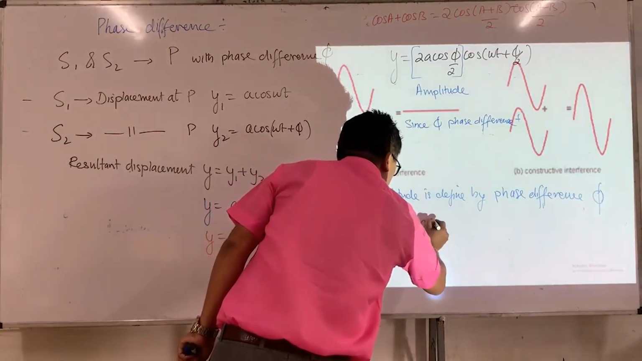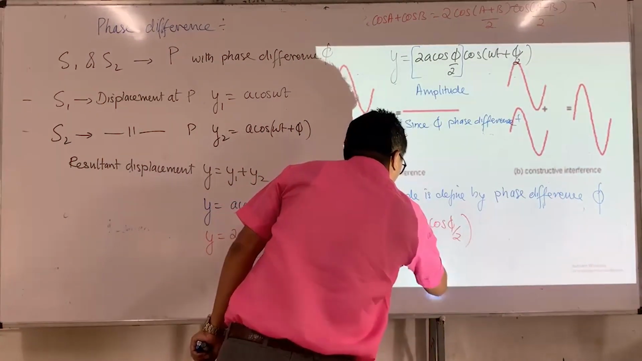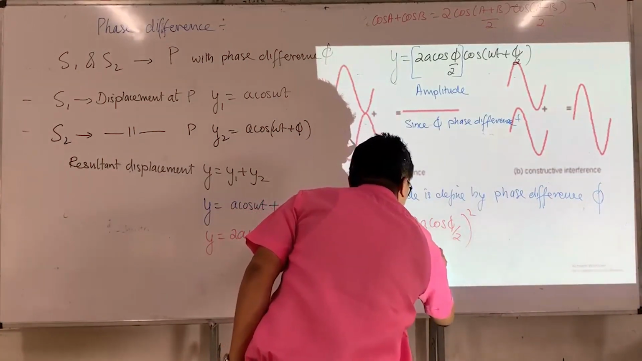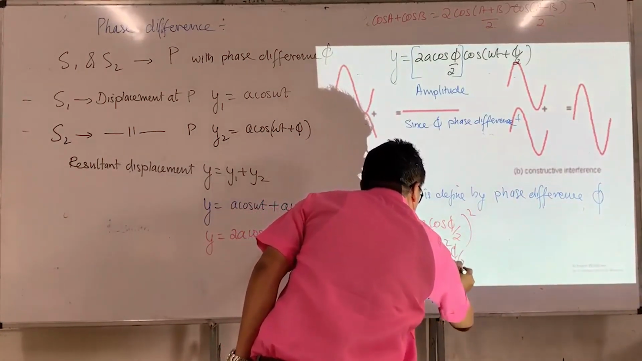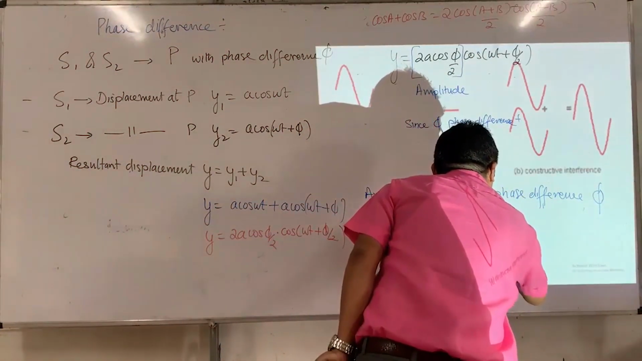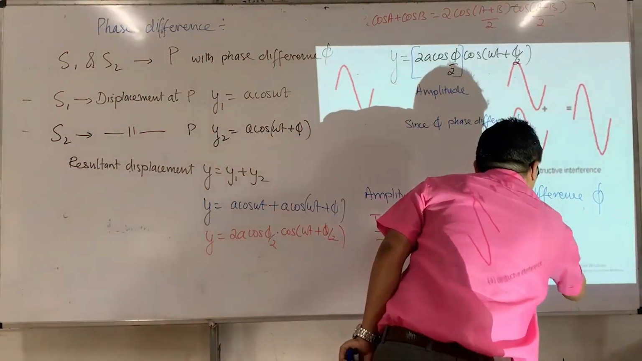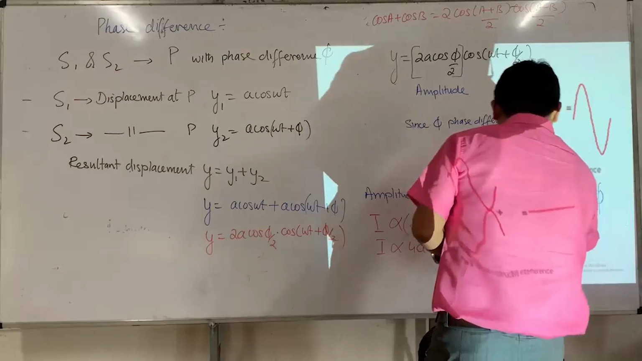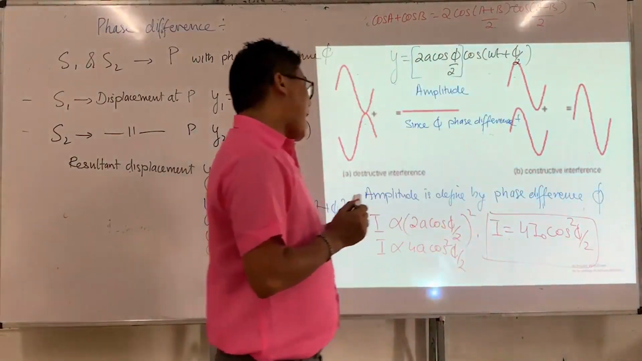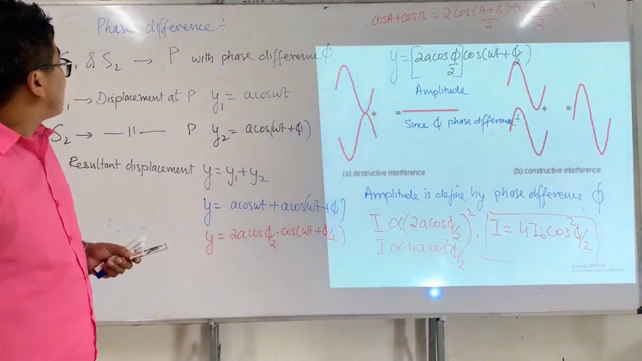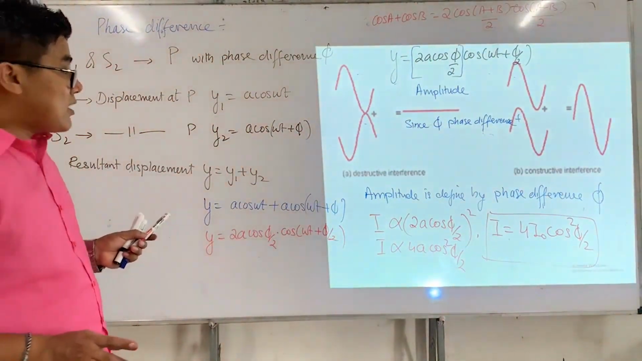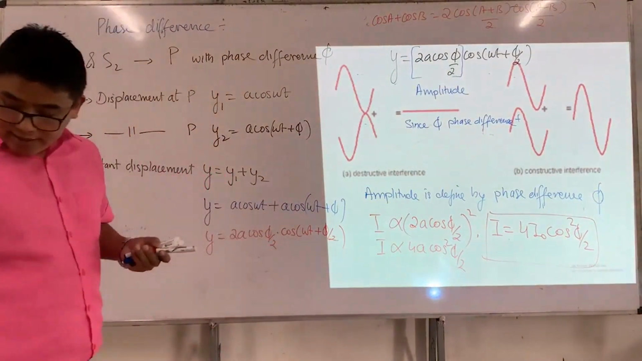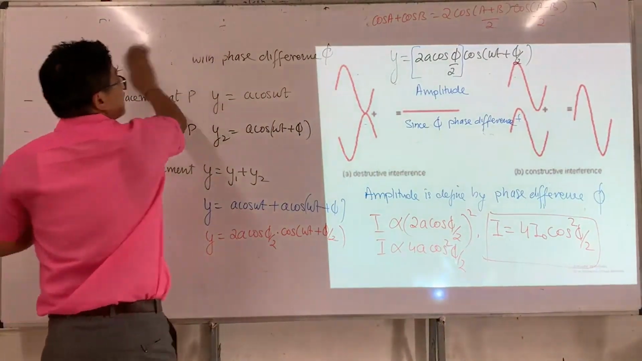So this is going to become the whole square, 4A cos 2 phi by 2, which gives I is equal to 4 I naught cos square phi by 2. This is the resultant intensity. This is how the resultant intensity is defined: I is equal to 4 I naught cos square phi by 2. This is intensity.